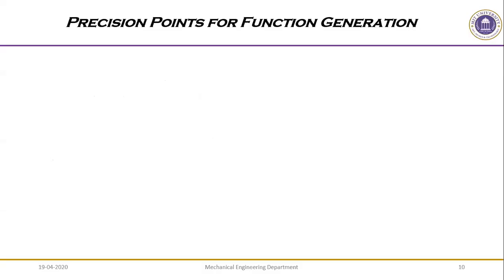Whenever we design any mechanism, that mechanism does not follow the output 100%, but it matches at some points. The points at which it matches with the required function are called precision points.